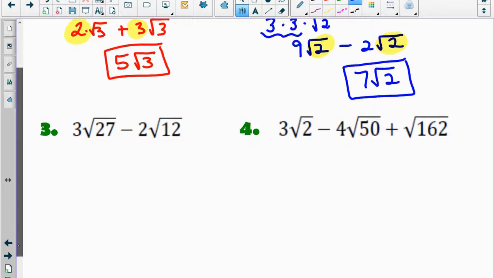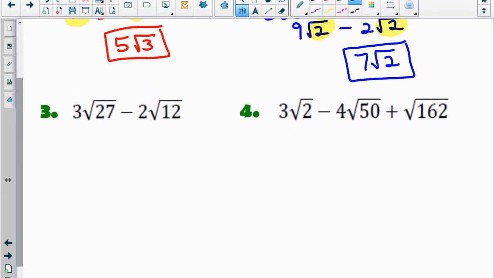For number 3, let's see, we have square root of 27 and square root of 12. Those are different radicals, so I can't subtract them the way they are right now. I have to try to get them the same. Can we simplify the square root of 27? I believe we can if we treat it as 9 times 3, which is 27. And since 9 is the perfect square, I actually want to write that first.